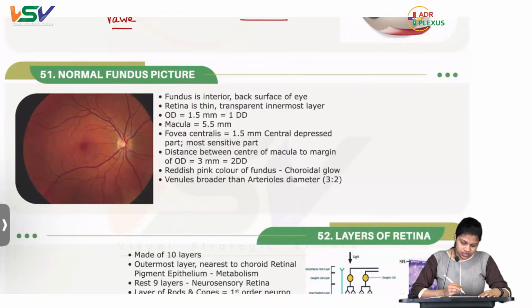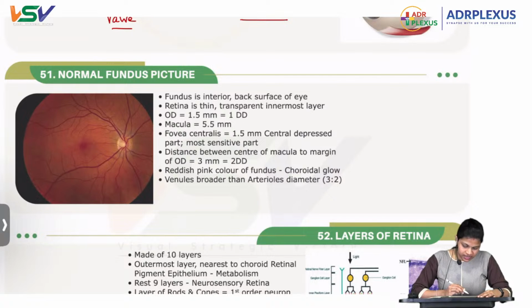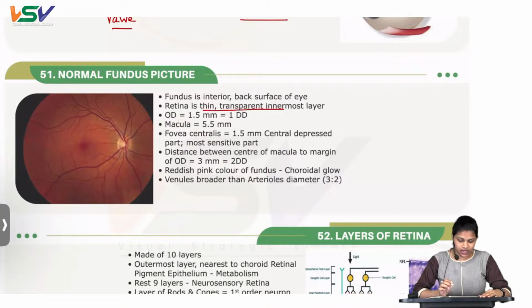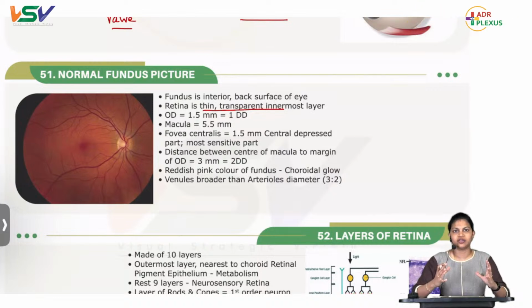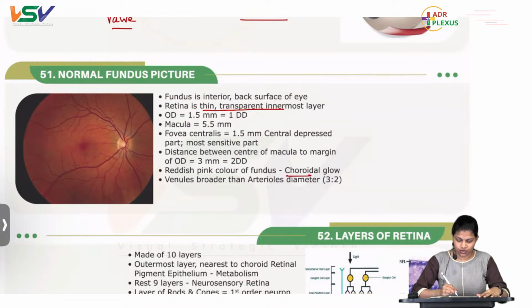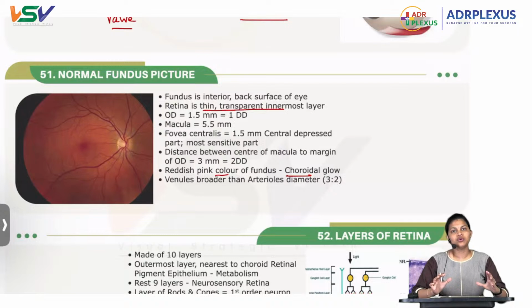Okay, so this is a normal fundus picture. It is the retinal photo. The retina is the thin and transparent innermost layer. Whenever you're doing a clinical examination, you're going to see the red fundus glow, which, because the retina is thin, is because of the choroidal glow. Then next you come to the disc.